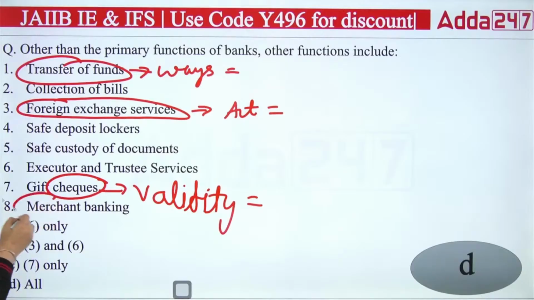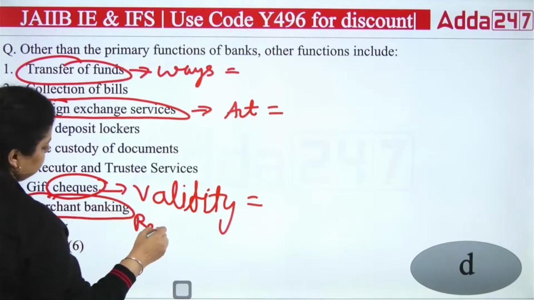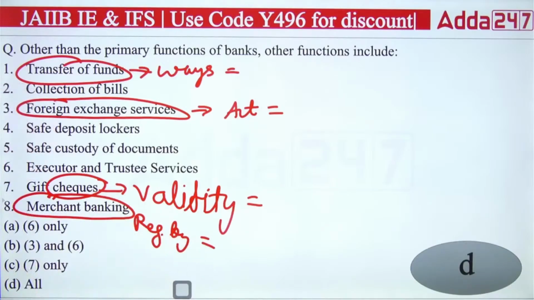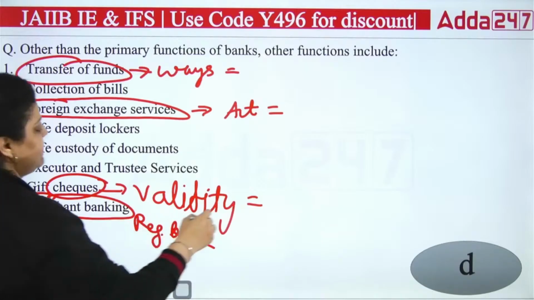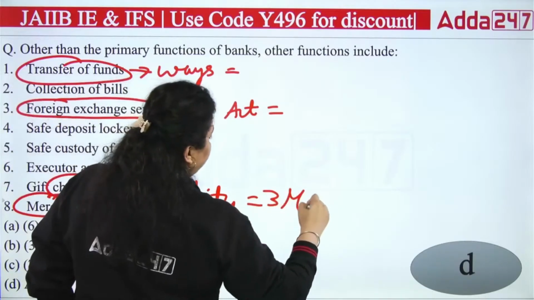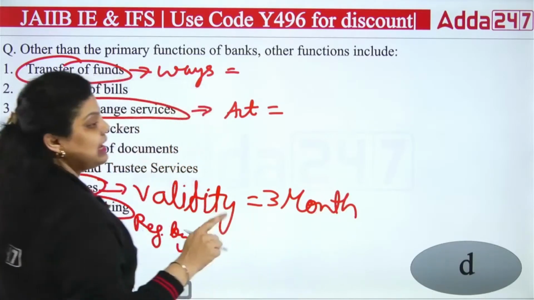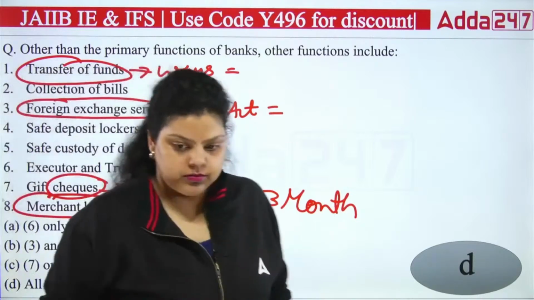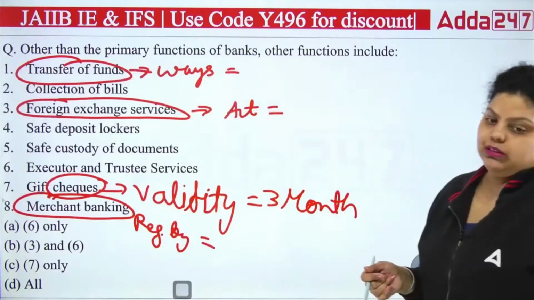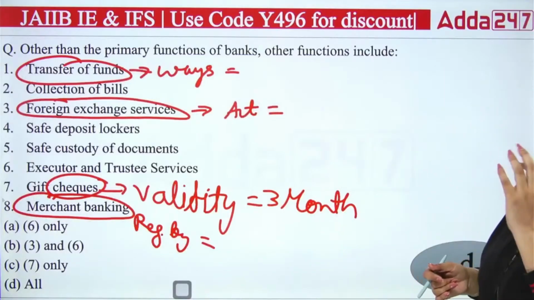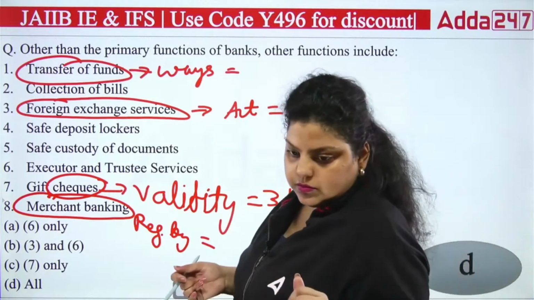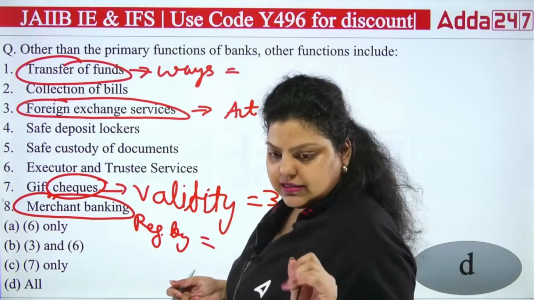Also let me know who regulates merchant banking. Okay, check validity, I got the answer, that is 3 months. After 3 months, the check will be a stale check. Now, the next question we are talking about, how many ways are there for the transfer of funds? Validity is 3 months, that is correct.